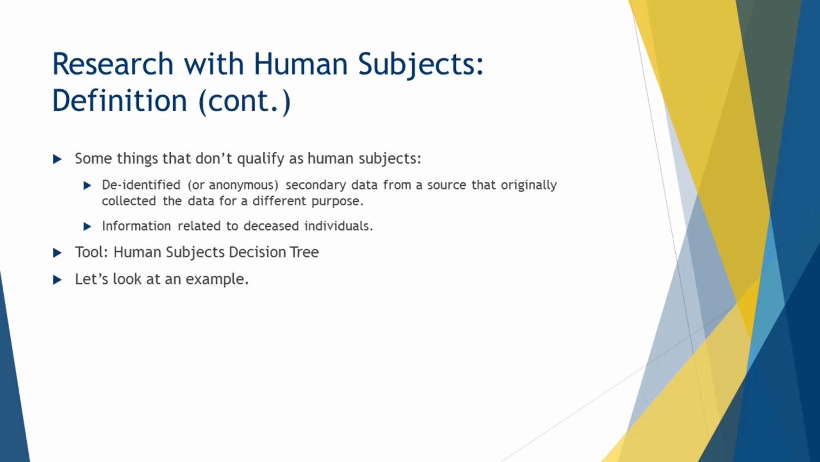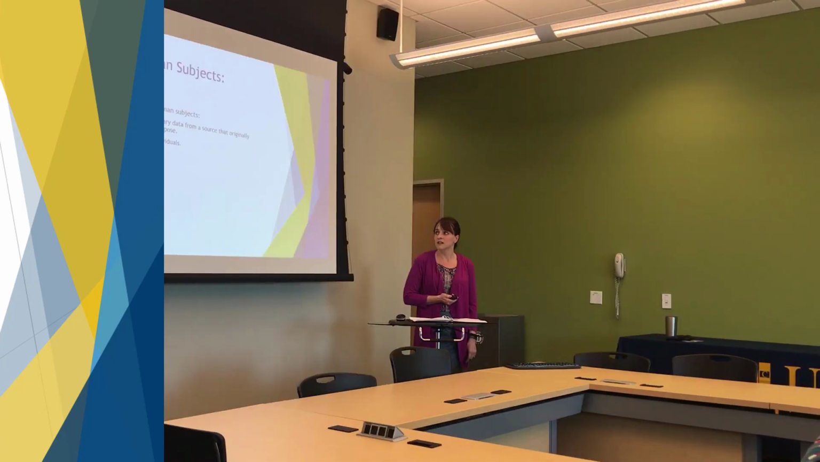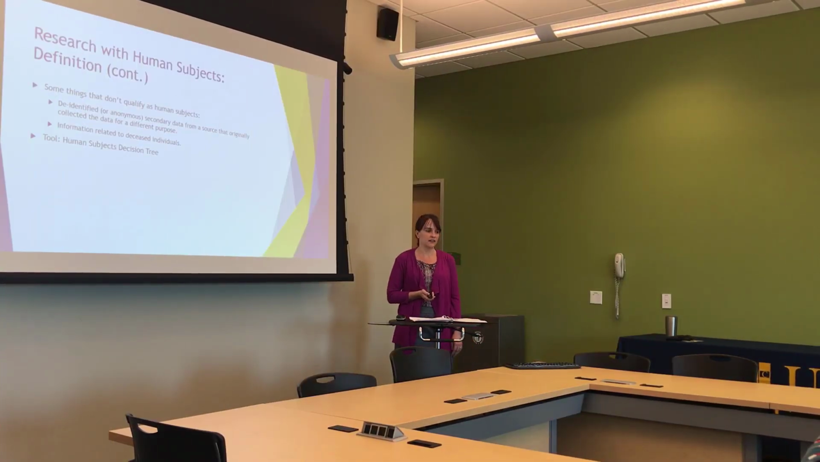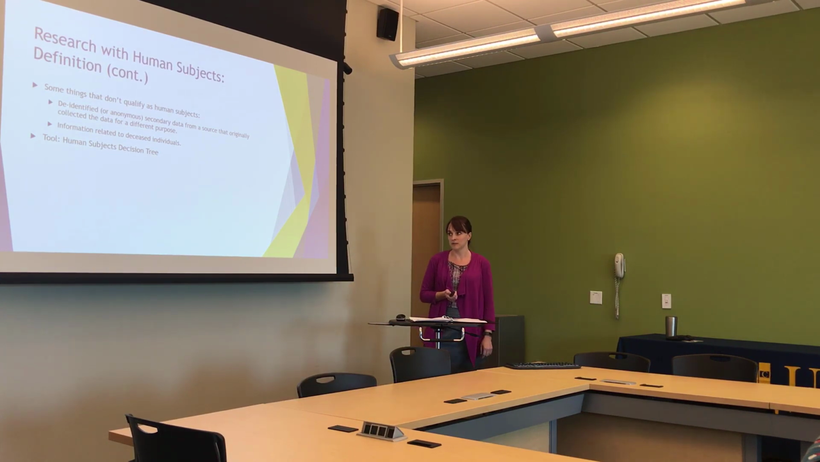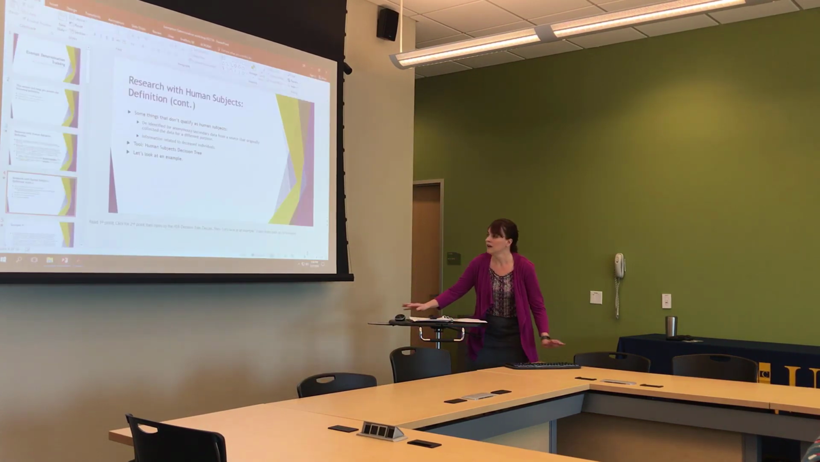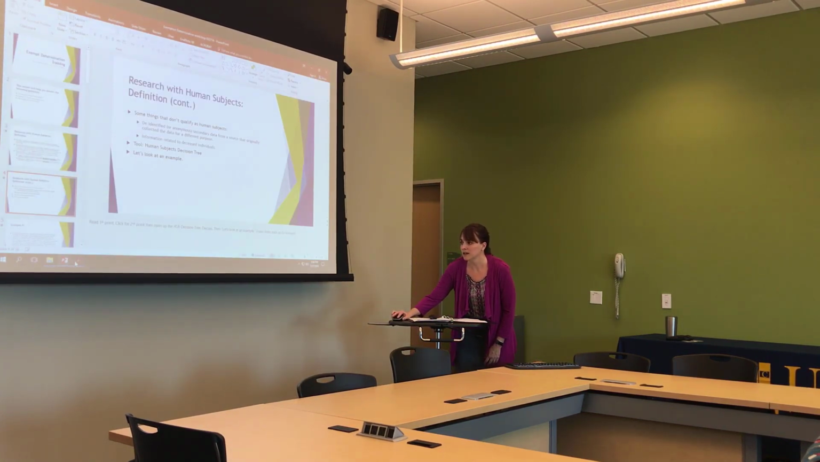Some things that don't necessarily qualify as human subjects would be de-identified or anonymous secondary data from a source that originally collected the data for a different purpose, or information related to deceased individuals. We have a tool, a relatively new tool, so if you've already been familiar with the IRB, this will be new to you. That is our human subjects decision tree. You have a printout, and I'm just going to pull it up here.